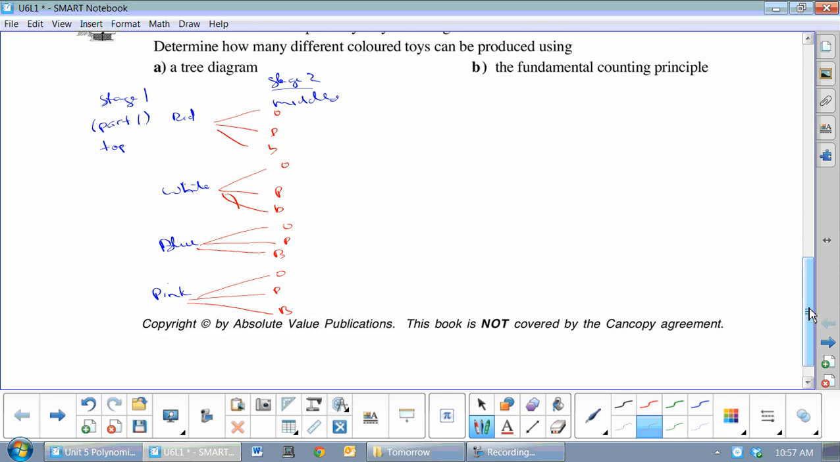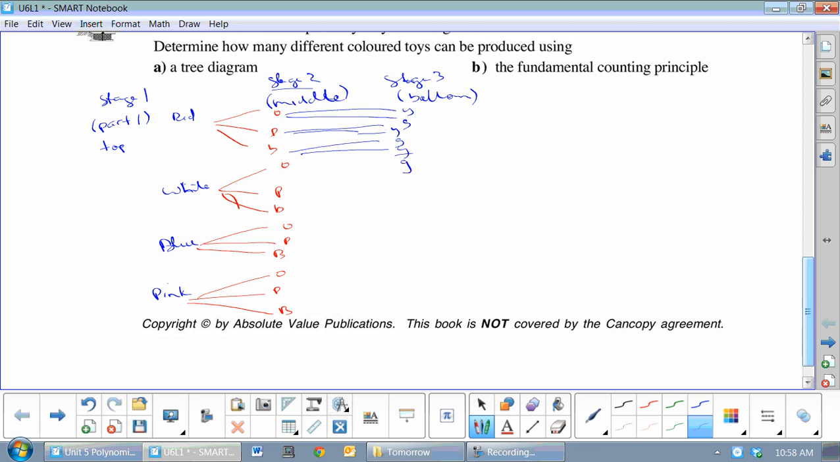Okay? And then we have stage 3, which is the bottom. You can see these get horribly crushed after a while. But that would be the bottom, I'm going to come all the way over here. The bottom could be yellow or green. Yellow, green, yellow, green.